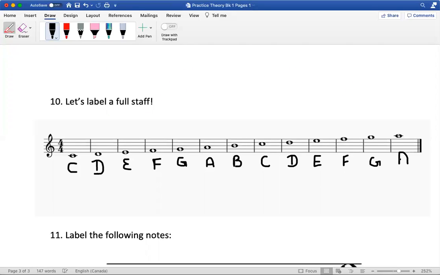We will get more into these notes above and below the staff as we go. Right now, we're mostly focused on these ones, but we can use our musical alphabet to figure out before and after these notes that are on the staff.